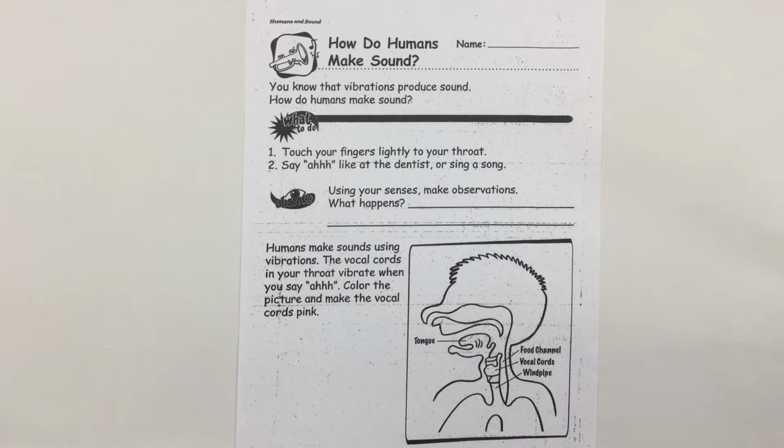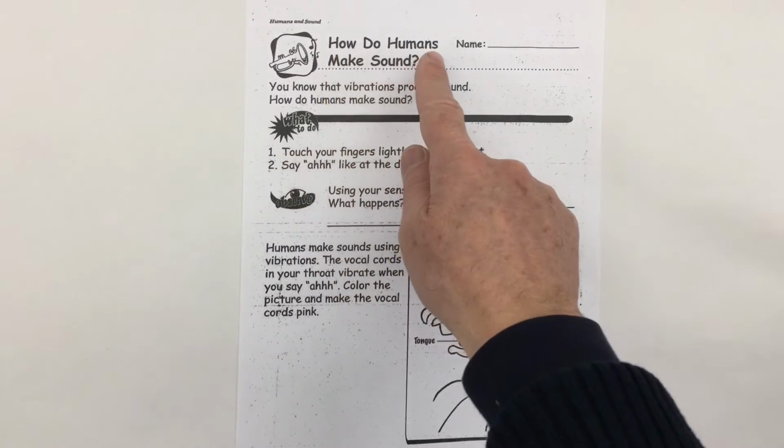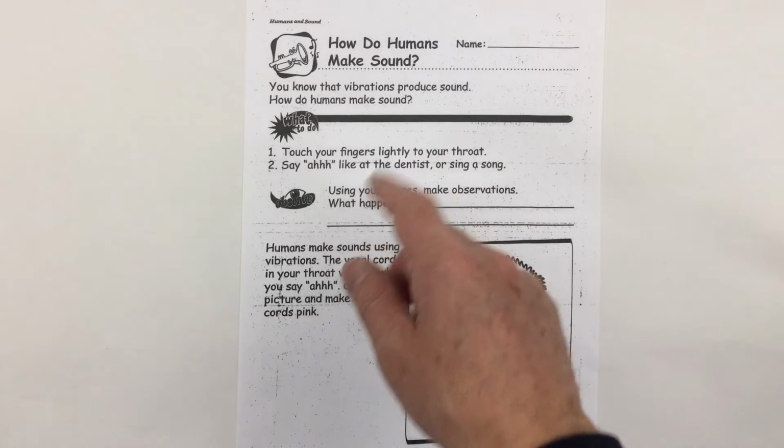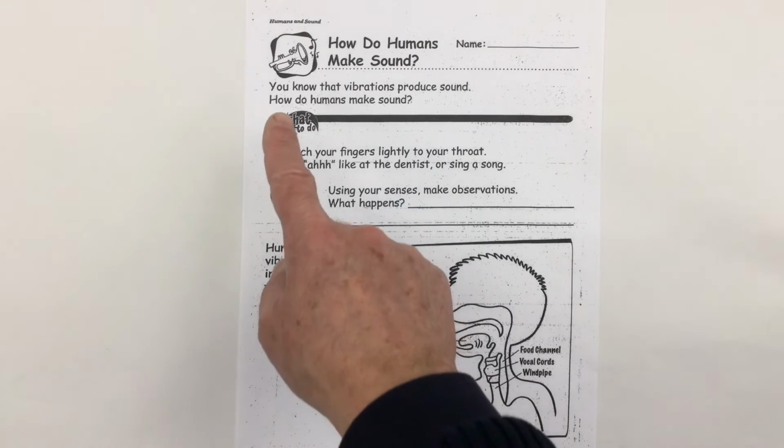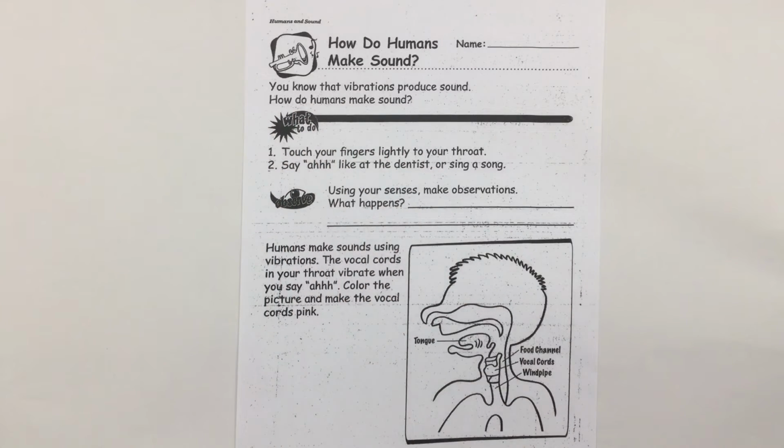So here we have our next worksheet in our sound theme unit. It's called How Do Humans Make Sound? Well, you know that vibrations produce sound. Think of the drum, think of pulling on an elastic band or a guitar string. Vibrations make sound. So how do humans make sound?